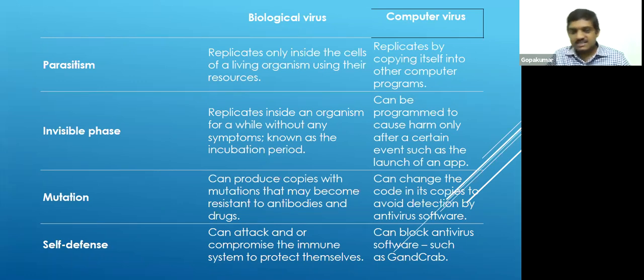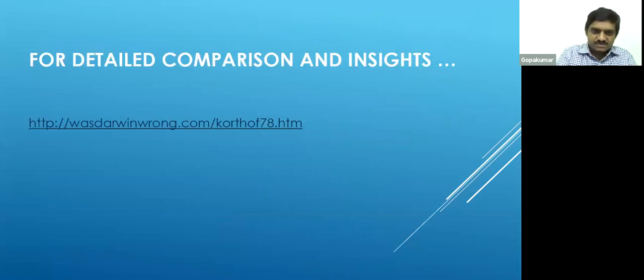So again, there's a similarity, and there's self-defense. That means you can attack or comprehend. Our immune system can be beaten by biological viruses. Similarly for computer viruses also. So that is some comparison.